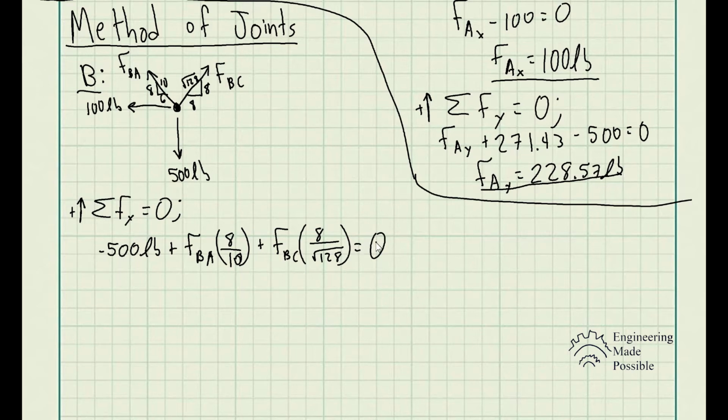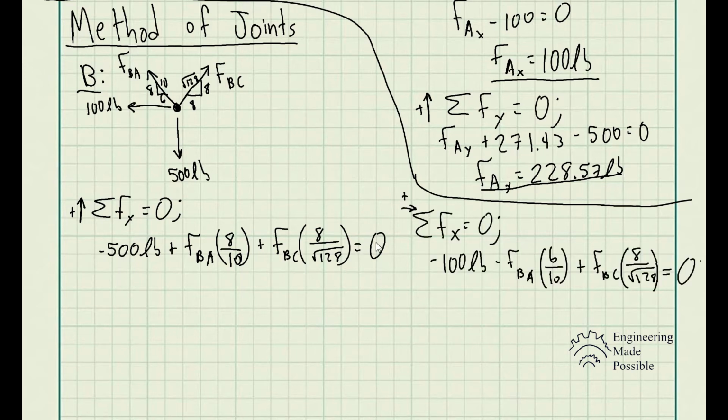Now let's do the sum of forces along the x direction. So for the summation of forces along the x, we have negative 100 pounds since it's going to the left, take away F of BA times adjacent over hypotenuse, 6 over 10, plus F of BC, since it's going to the right, it's a positive sign convention, F of BC times adjacent over hypotenuse, 8 divided by square root of 128. And this is equal to 0 for static equilibrium.